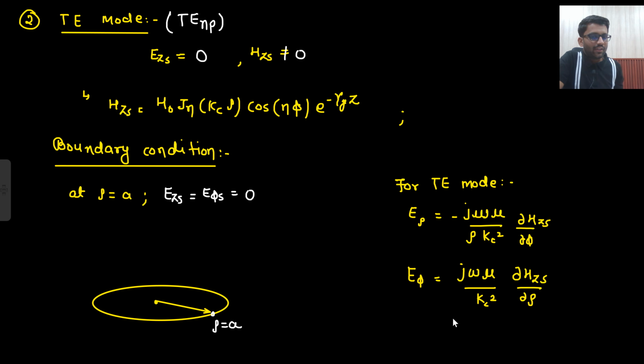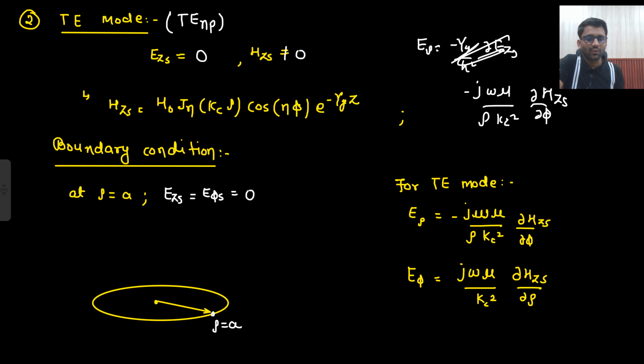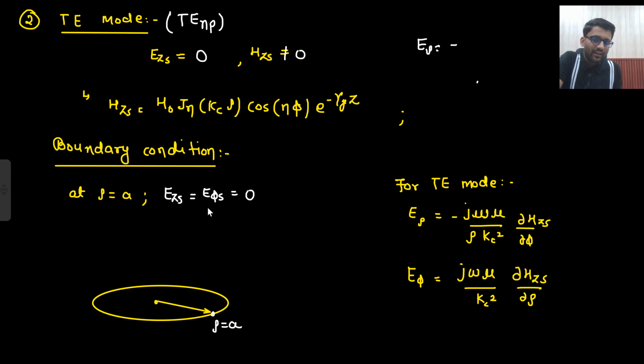So can you write down the E rho and E phi expressions? How will I write it? E rho is minus gamma g upon h square, and I am not going to write that part, because del EZS would come there. After that comes minus j omega mu upon kc square d by d phi of HZS, and d phi never comes alone, so rho will come: rho d phi. This is one of the expressions of E rho. But I don't need E rho, I need E phi. Why do I need E phi? Because I know that at the boundary my E phi s is 0.